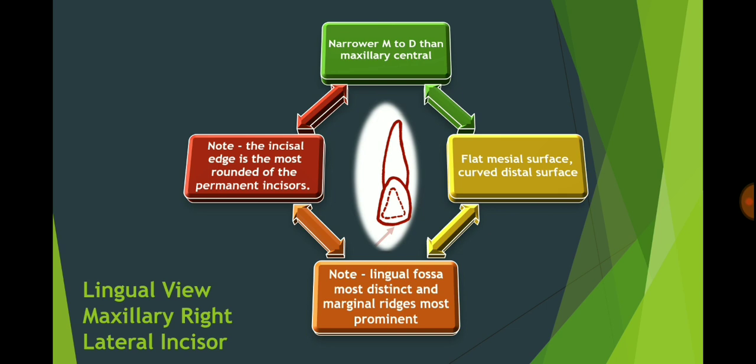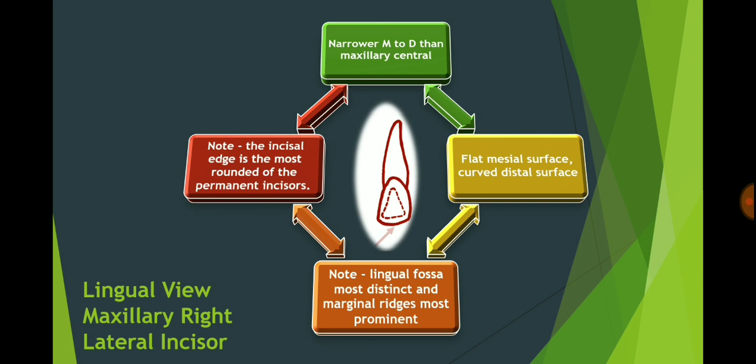Here is the lingual view of the maxillary lateral incisor. You can see that it is narrower mesial to distal than the maxillary central. Also in the lingual view, there is a flat mesial surface, which is straighter, and the curved distal surface. Those are principles that we saw earlier. Now, look at where the arrow is pointing. The incisor edge, that's the red box. The incisor edge is the most rounded of the permanent incisors.